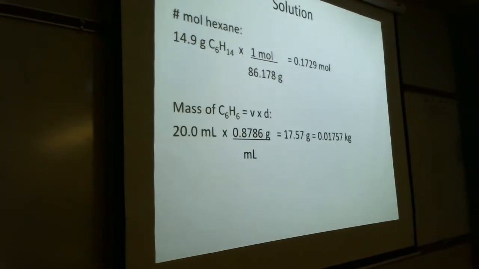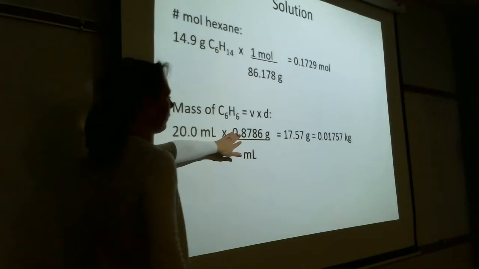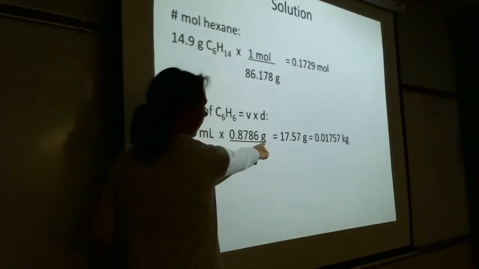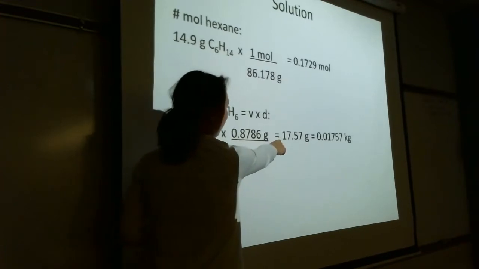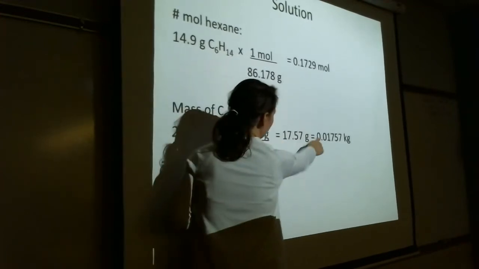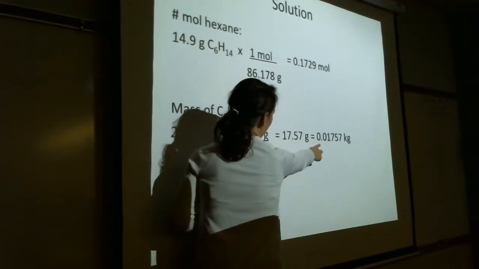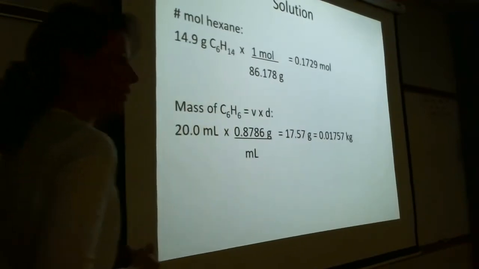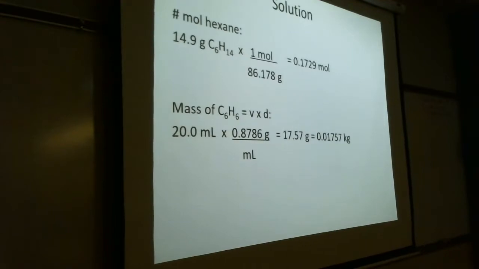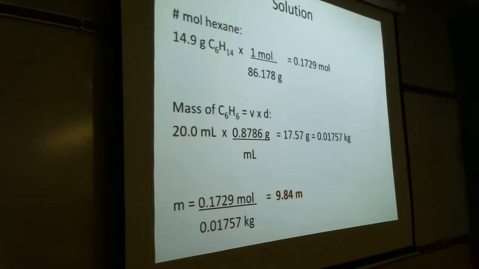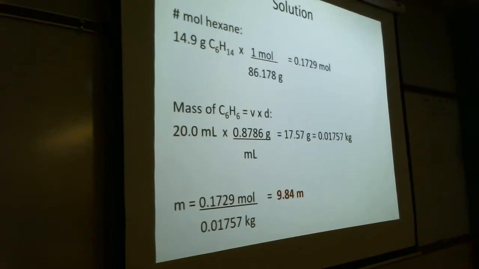Now we need to figure out the mass of the benzene using the volume and the density. Right? We're told we have 20 milliliters and its density is 0.8786 grams per milliliter. So milliliters cancels, that gives me grams. But I don't need it in grams for molality, I need it in kilograms. So move the decimal 3 to the left, 1, 2, 3. So that's why it's 0.01757 kilograms. Now I'm ready to divide. I came up with 9.84, 3 sig figs.